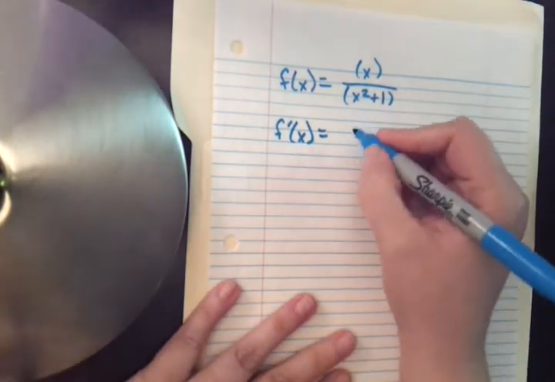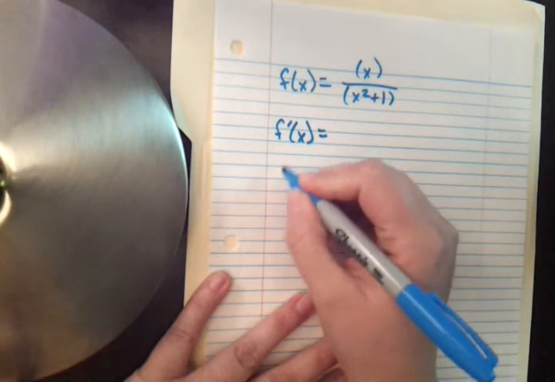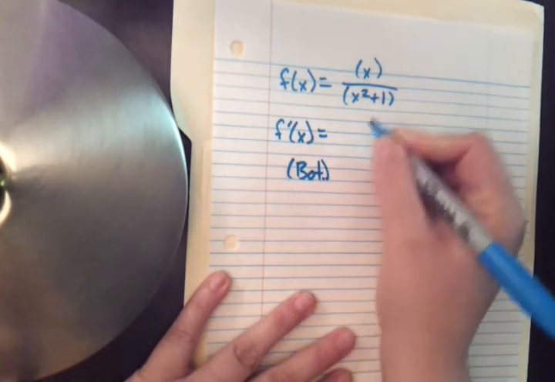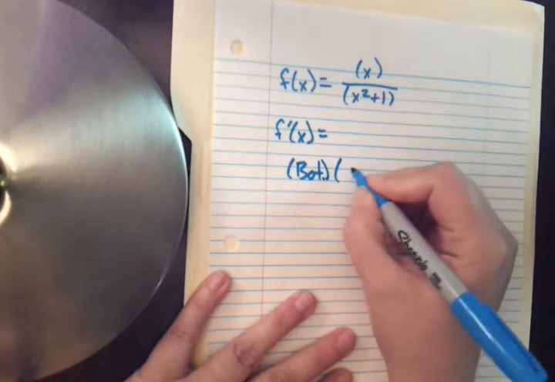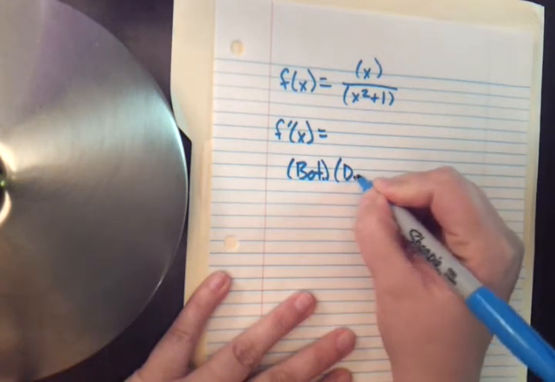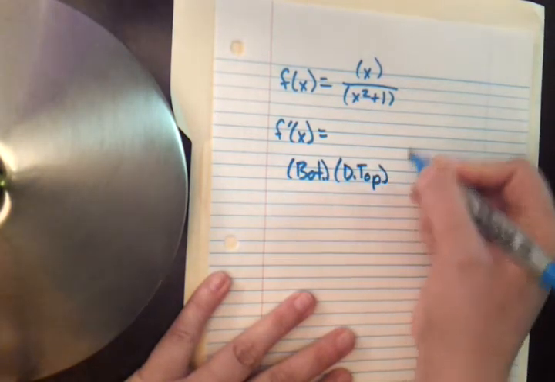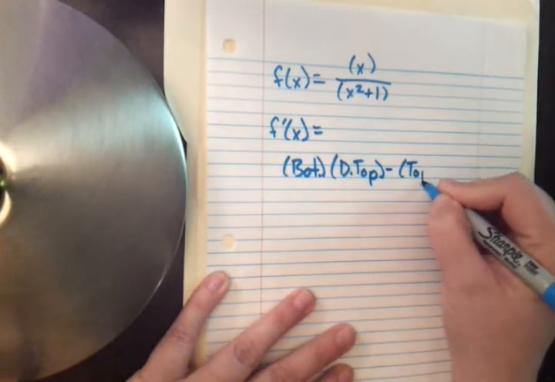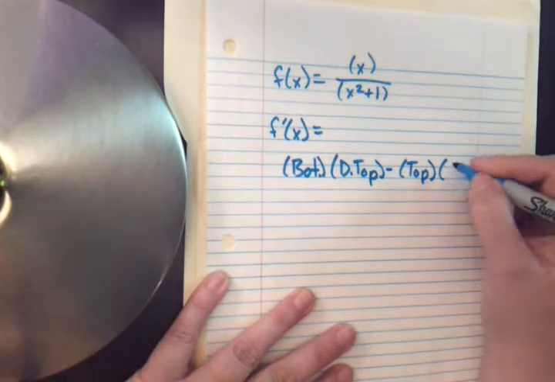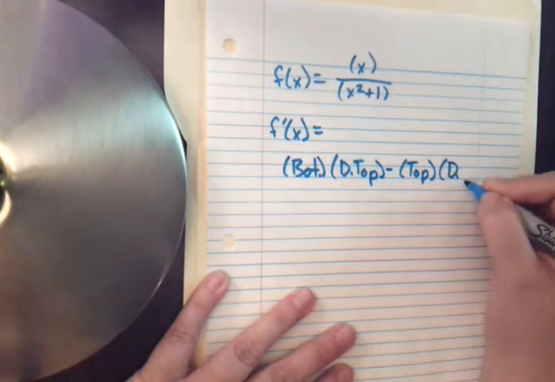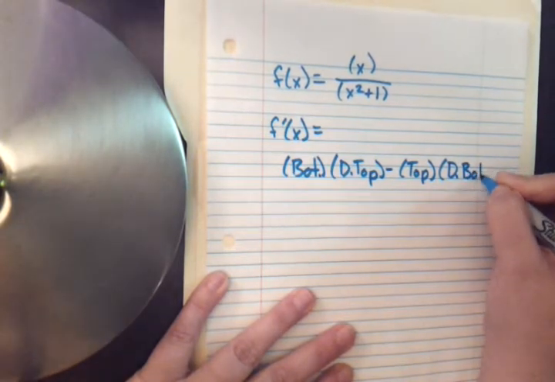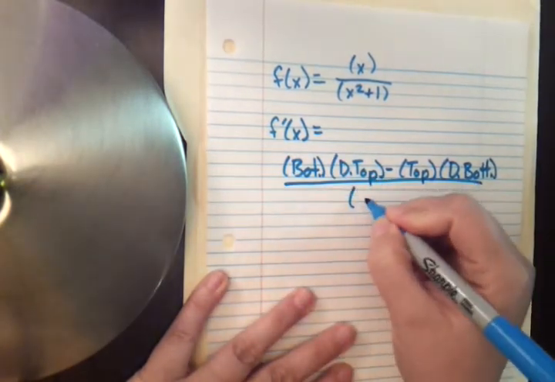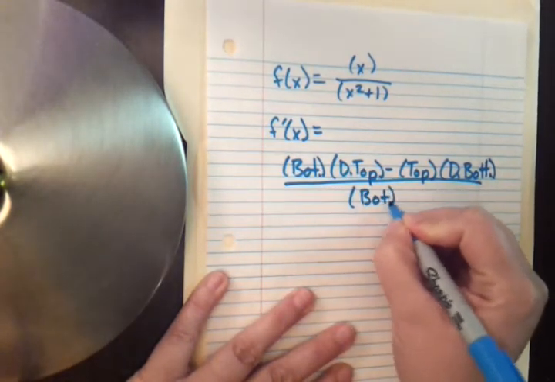And to do that, you take the bottom function and multiply it times the derivative of the top function, and from that we subtract the top and multiply that times the derivative of the bottom. And we put all of that over the bottom squared.